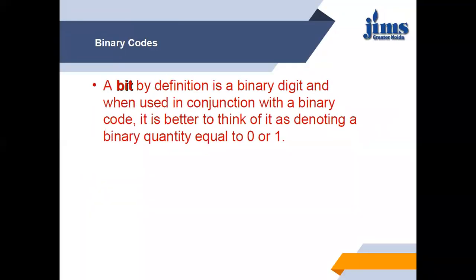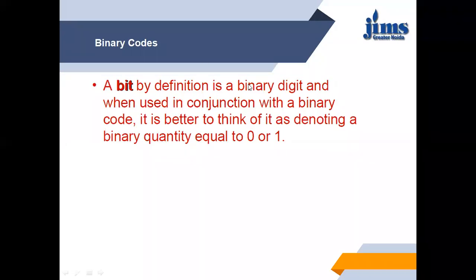And we have different types of binary codes. So let us take what a code means. Then we'll move to how to generate codes or how to convert codes between the binary and different numbers. Now, a bit by definition is a binary digit, and when used in conjunction with a binary code, it is better to think of it as denoting a binary quantity equal to 0 or 1.